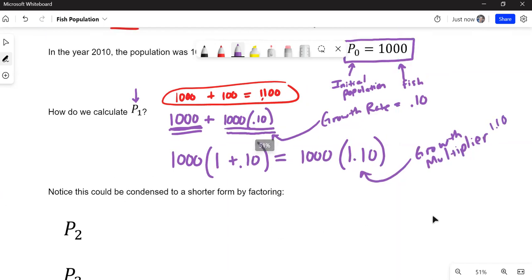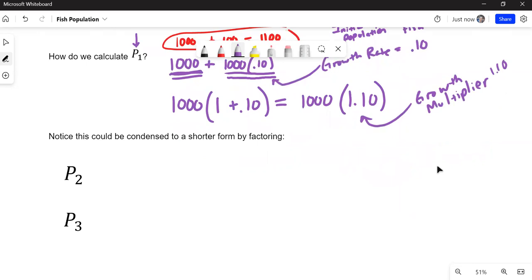So notice that this could be condensed to a shorter form by factoring there, and we can use that to figure out P sub 2 and P sub 3. Now, P sub 2, by the way, we just take P sub 1, remember, and I'll just write it down here. P sub 1 was 1 year later, there's 1,100 fish, right? P sub 2, we can just take the 1,100 fish and multiply by our growth multiplier, right? We're going to add another 10%.